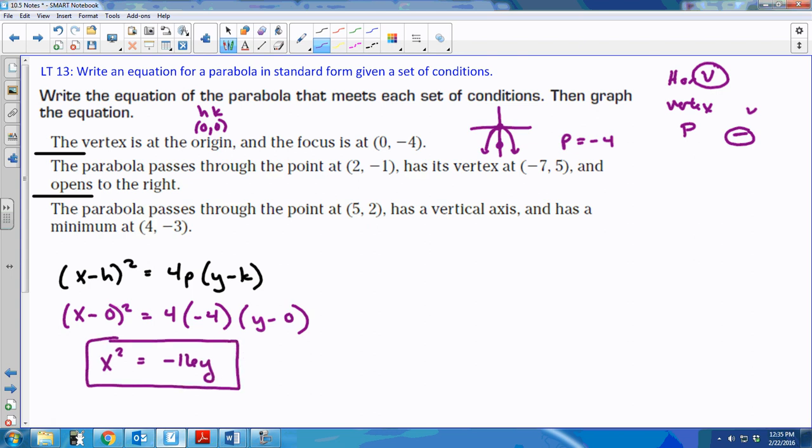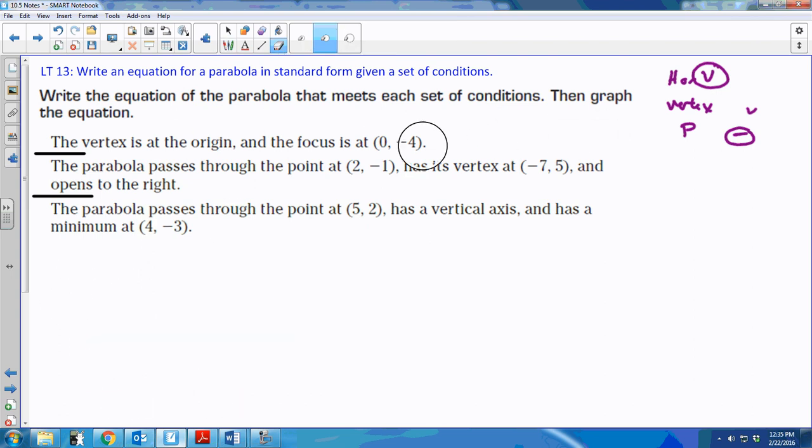Do we need to have that last one, or can we leave it in the other? You can leave it in the other form and it's still correct. Any questions about how I did the first example? Again, you need the vertex, horizontal or vertical, and you need to know what P is. Any questions? All right.